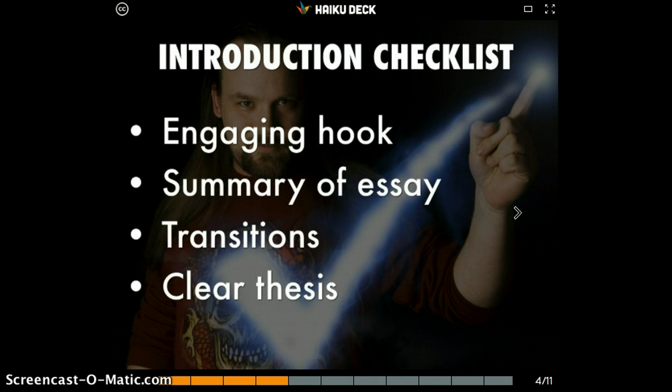So take a moment right now, and if you haven't written your introduction, go ahead and write it. And if you have, go through and make sure that you have each of these things. Do you have an engaging hook? Is it something that's going to capture your reader's attention? Have you summarized the major points in your essay? Have you related that summary using transitions? And do you have a clear, identifiable thesis that shows your stance on the topic? So very important to make sure that you have all of these things because you will be graded on them on your final essay.